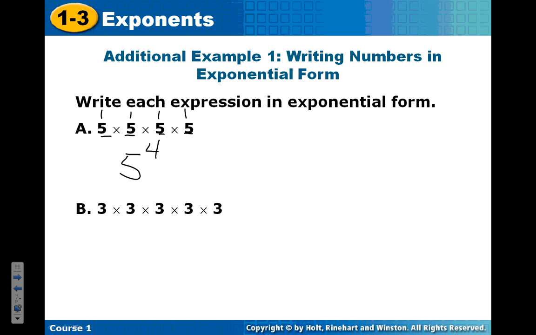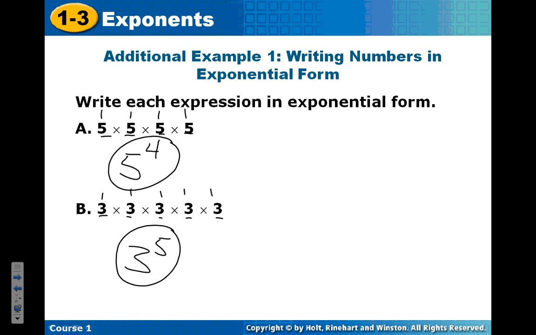The next one, letter B. Our base is 3. We can tell because these are all 3's. And how many times did we multiply them? 5 times. 1, 2, 3, 4, 5 times. So it's 3 to the 5th power. This is exponential form. Both of those.